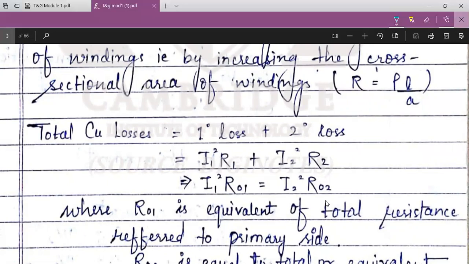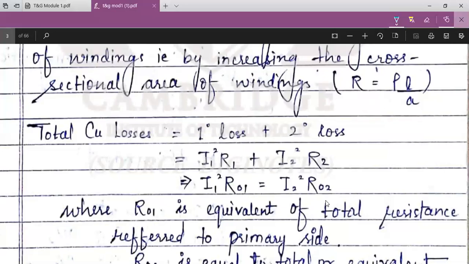Yeah, I'll clarify that. So R1 is nothing but the primary side resistance. Primary winding and secondary winding you have, right? So I'll just clarify one thing: where there is a resistance, there is a loss. Audible? Can you hear? Yes. Where there is a resistance, there is a loss.